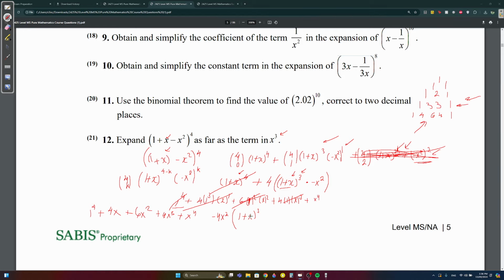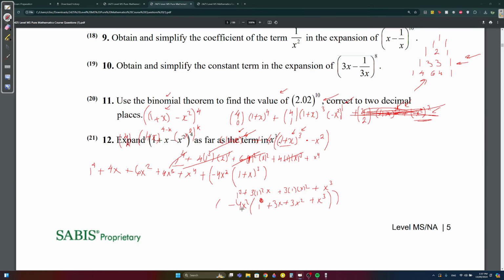Anyway, the expansion of 1 plus x cubed is going to be 1 cubed, the first coefficient is 1, plus 3, 1 squared, x, plus 3 again, 1, x squared. Realize how the powers always add up to n. Plus x cubed. So you're going to get 1 cubed, which is 1, plus 3 times 1 squared is 3x, plus 3x squared, plus x cubed. Outside you have minus 4x squared. So we're going to multiply this.